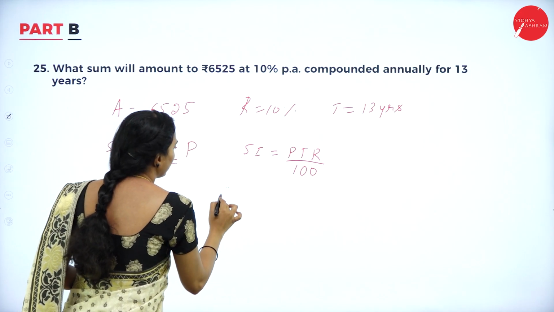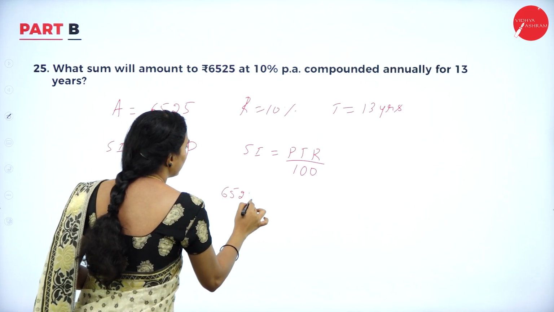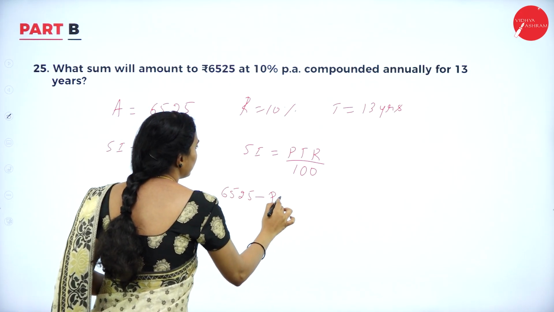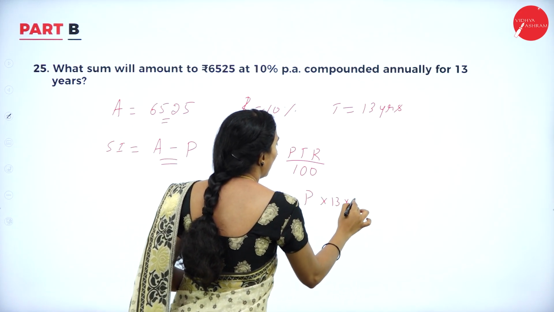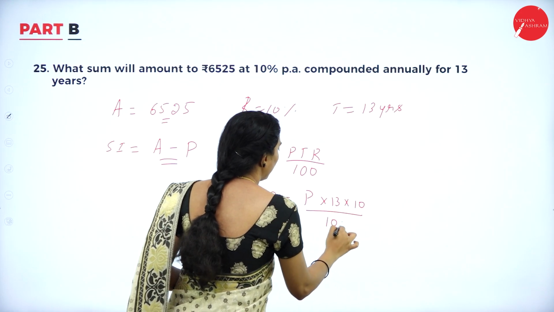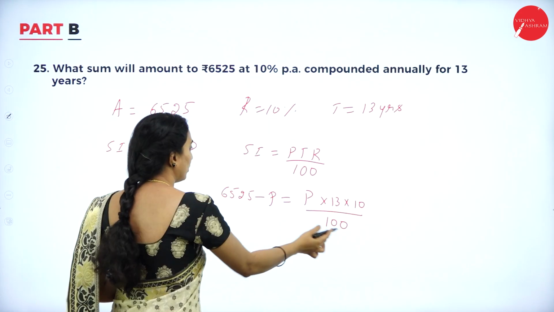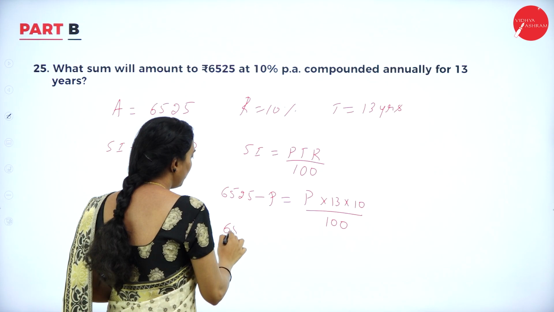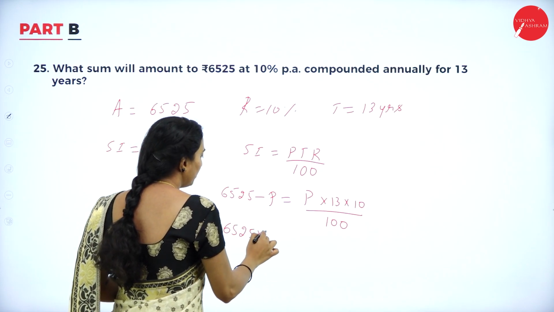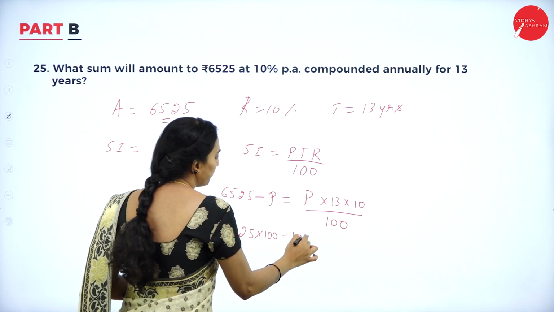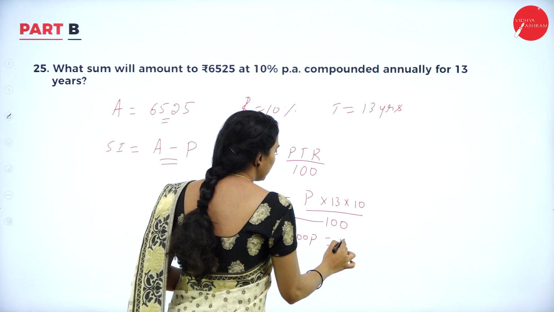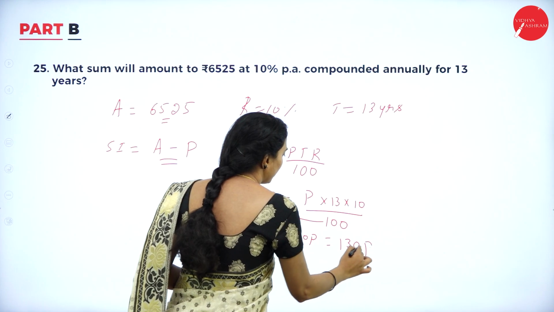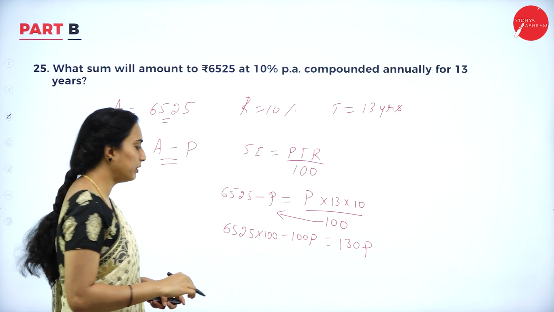A is 6525. 6525 minus P is equal to P. T is nothing but what? 13 years. R is 10 divided by 100. Now you can cross multiply. 6525 into 100 minus 100P, taking 100 to this side, is equal to 13 into 10, which is 130P. Correct? Now take 130P to that side.